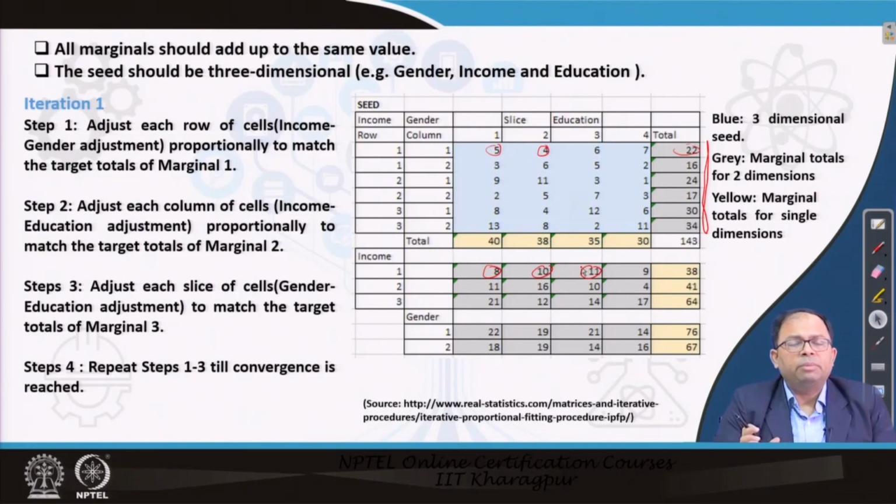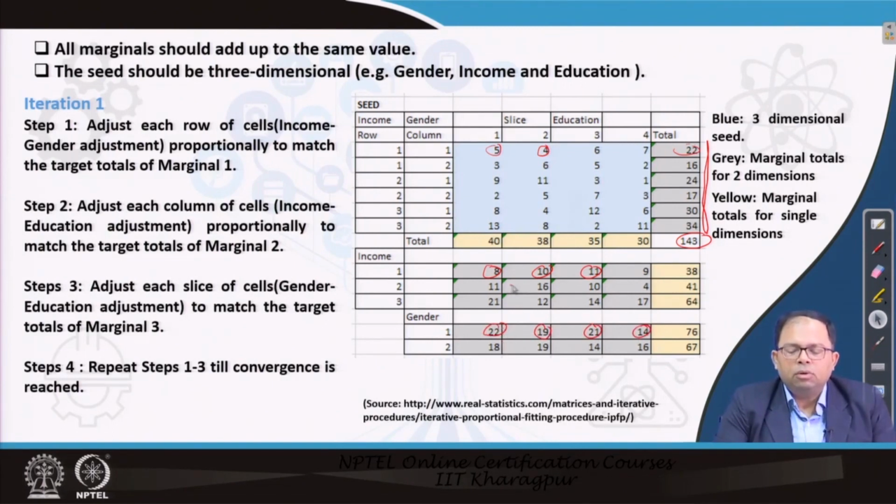Again, we need to make sure that all marginals are consistent, because they should add up to the total value, which is 143 in this particular case. Then over here, for each gender group, there are 2 gender groups and 4 education levels. Again, these are the marginals. So gender group 1, for education group 1, this is the marginal value. So these are the different marginal values.